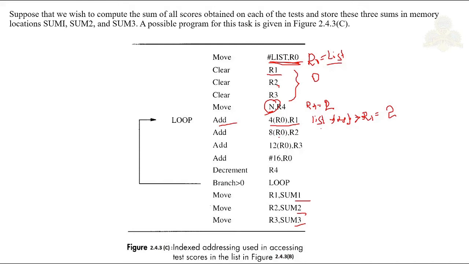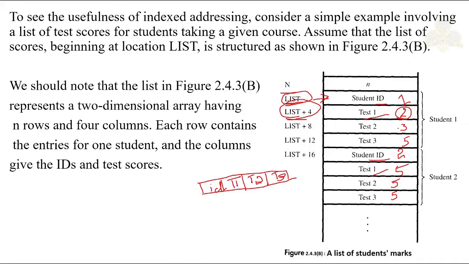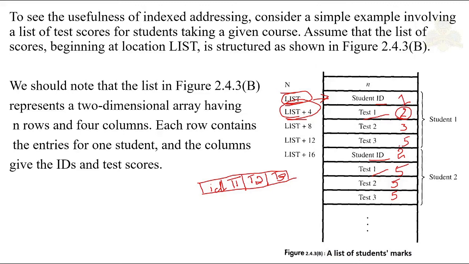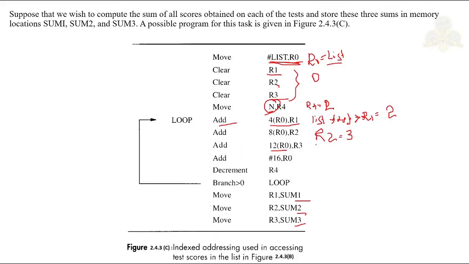Then the next instruction, add 8 of R0 comma R2. What was the content of R0 here? List. So list plus 8, take the content from that and add it to R2. List plus 8 is what? 3. 3 you added with what? 0. So your R2 contains 3 plus 0, which is 3. Then you have add 12 of R0 comma R3. R0 is list. List plus 12, you go to that location, take the content and add it to R3. The content here is 5, and 5 plus the content of R3, which is 0. So your R3 value right now is 5. Getting it?